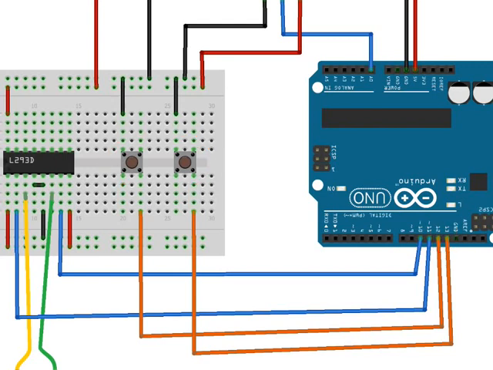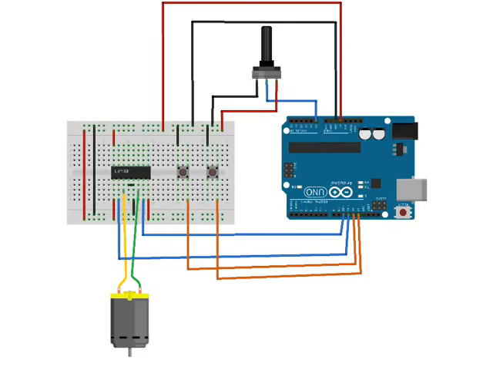These push buttons are used to control the direction of DC motor. 10 kilo ohm potentiometer is connected to control the speed of the DC motor. Middle pin of potentiometer is connected to analog pin A0. Pin 3 and Pin 6 of driver IC are connected to DC motor.